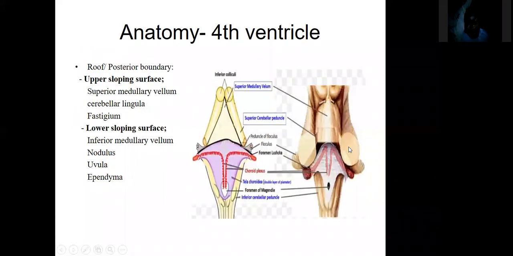So concerning the roof of the fourth ventricle, we have an upper sloping part which is represented by the superior medullary velum. We have the cerebellar lingula, which is not well represented, and then the fastigium. The lower sloping surface of the tent-like structure is represented by the inferior medullary velum, not well represented here, and then the nodulus, the uvula, and then the ependyma at the level of the choroid plexus.